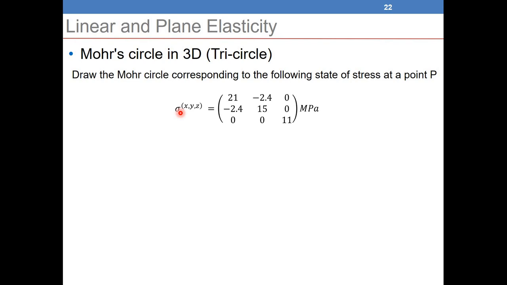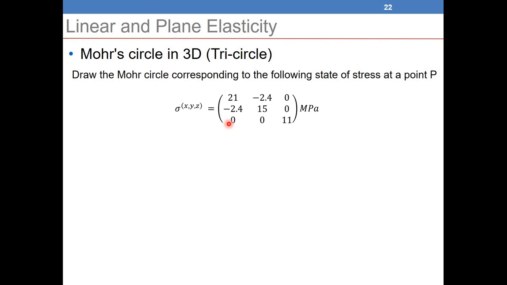So this is another example here. Draw the Mohr circle corresponding to the following state of stress at a point P. We have the stress tensor here. We have 3 normal stresses, and we have only shear stresses in the XY plane. I don't have any shear stresses in the XZ and in the YZ planes.